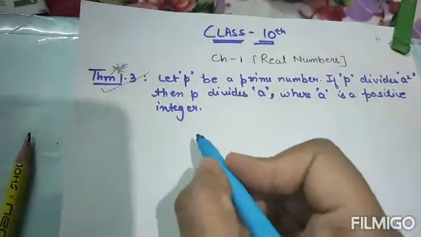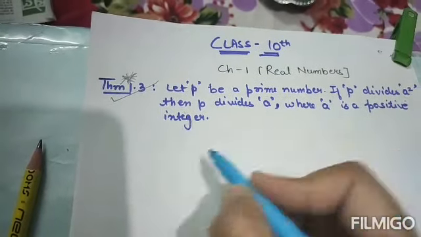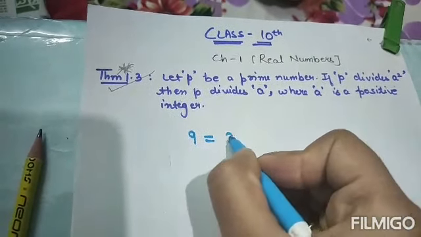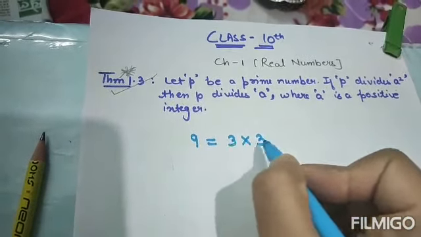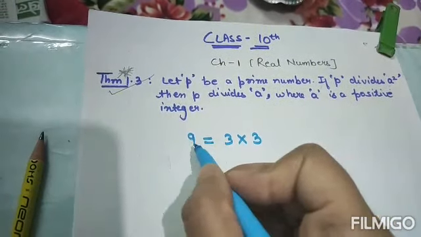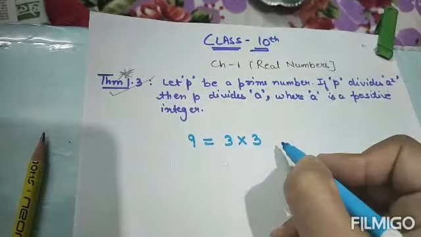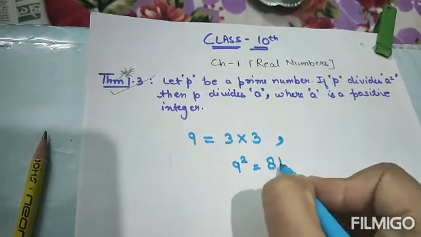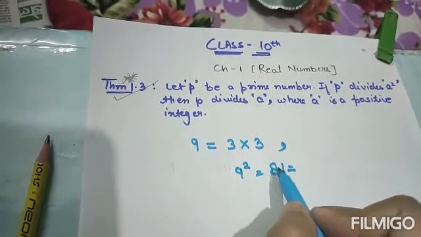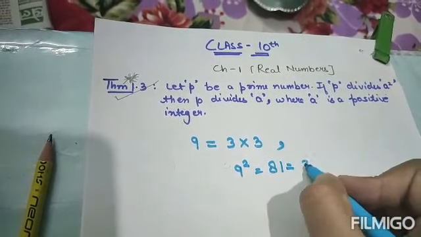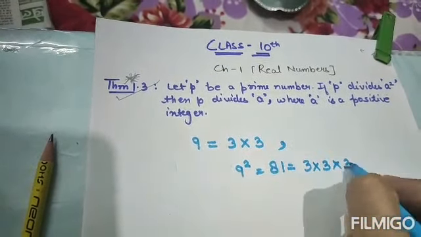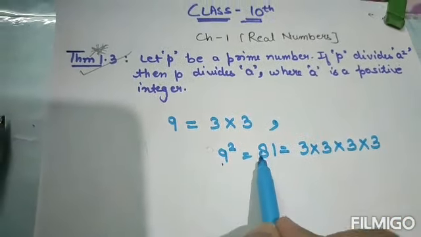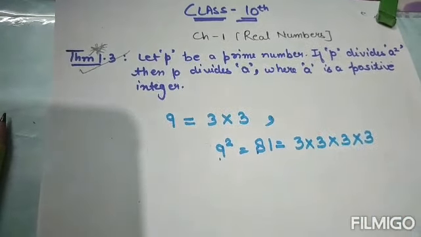Look, I have taken a positive integer A, that is 9, suppose. The prime factors of 9 are 3 multiply 3. 3 is a prime number. Look, what is the square of 9? 9 square is 81. And the prime factors of 81 are 3 multiply 3 multiply 3 multiply 3, that is 4 times 3. Got it? The square of 9 is 81.